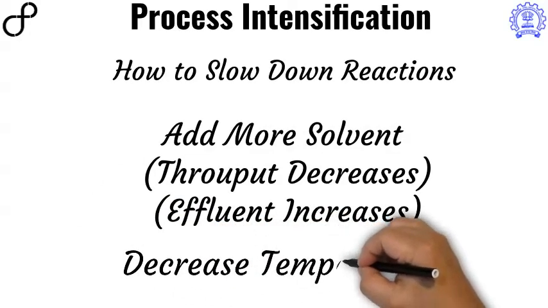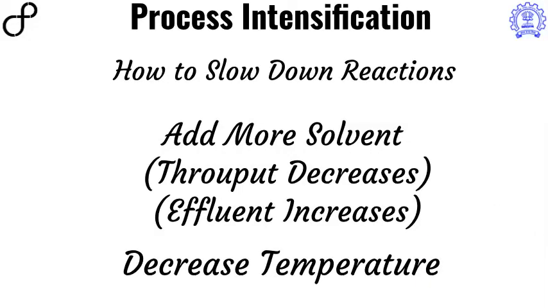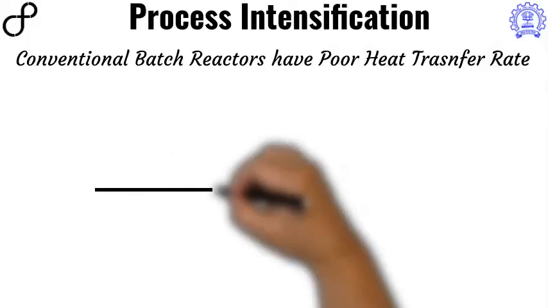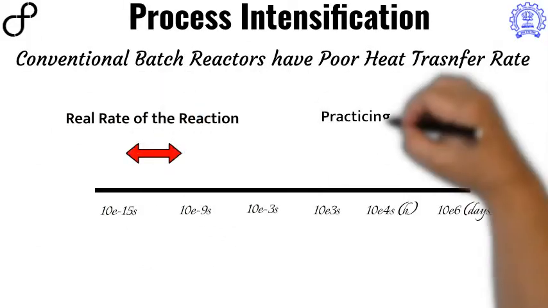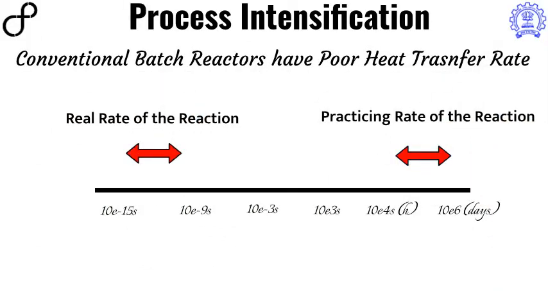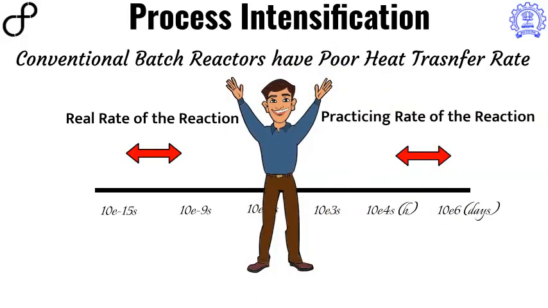Another method to decrease the rate of the reaction is by decreasing the reaction temperature. This leads to a decrease in the fraction of molecules with required activation energy. Therefore, we can either decrease the temperature or increase the dilution, or both, in order to slow down the reaction. I am sure you all know by now why we practice chemistry at such a slower time scale compared to the real rate of reaction. This means the confusion we had is no more and we are all happy now.